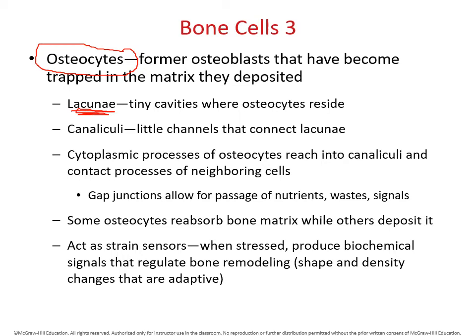You have little canaliculi, or little canals, that connect one lacunae to the next so the cells are able to communicate with each other. Let's see what else we have. Some osteocytes can reabsorb bone matrix while others deposit it. Oh, we're going to talk about this in part 2 of our lecture. That will have to do with the bone remodeling. But here's the statement I was looking for. Their main focus will be to act as strain sensors. So they're basically continuously monitoring how much stress is being placed on the bone.